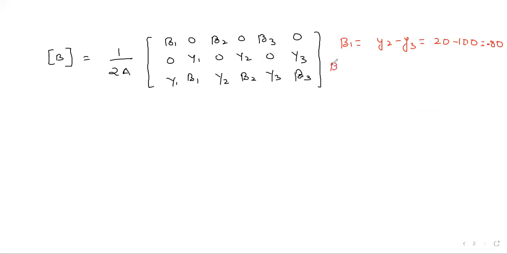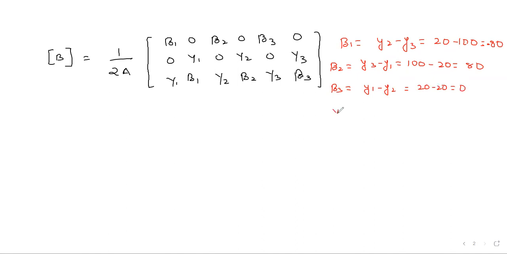Next, beta 2 is going to be y3 minus y1. Putting y3 as 100 minus 20, everything is given in the question, that is 80. Then beta 3 value will be y1 minus y2, that is 20 minus 20, which is equal to 0.